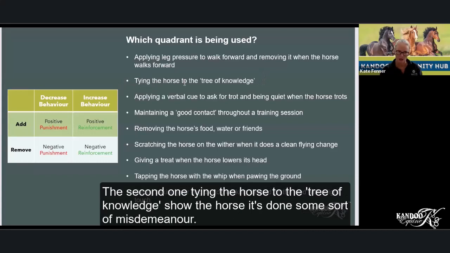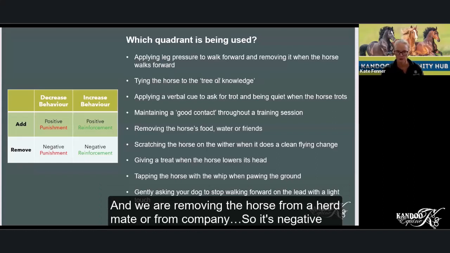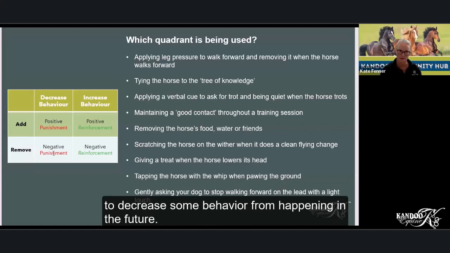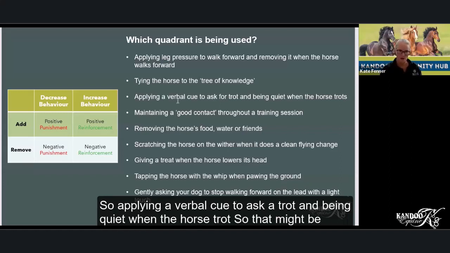The second one, tying the horse to the tree of knowledge. So the horse is in some sort of misdemeanor, and we are removing the horse from its herd mates or from company. So it's negative because we're removing, and it's punishment because we're trying to decrease that behavior from happening in the future. So applying a verbal cue to ask for trot and being quiet when the horse trots.